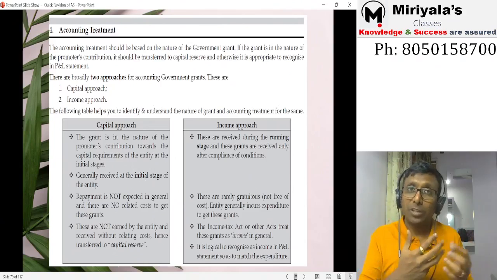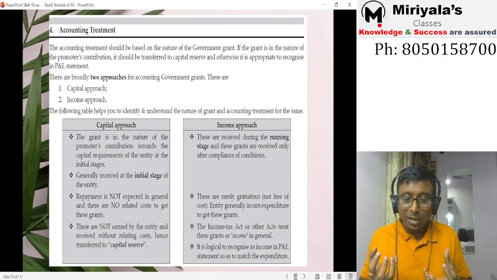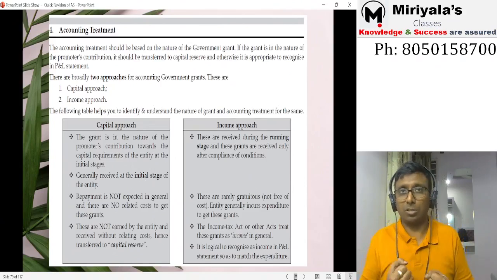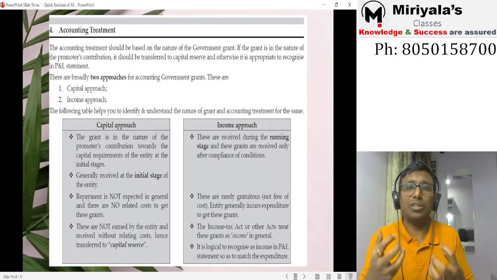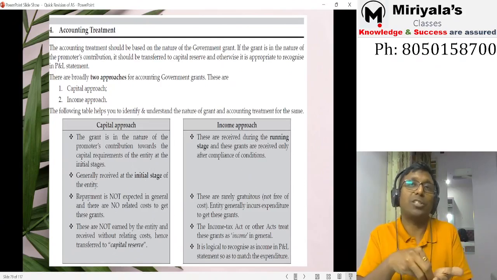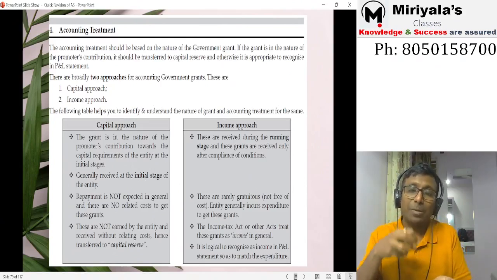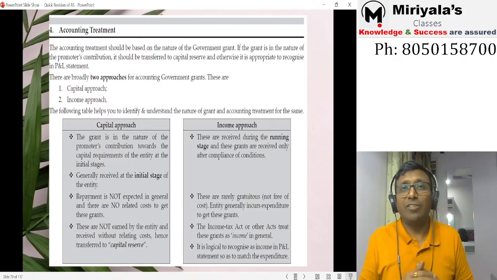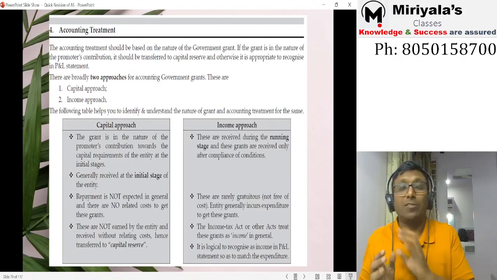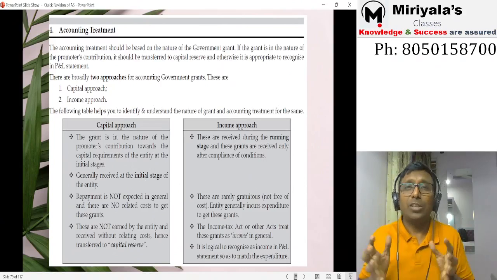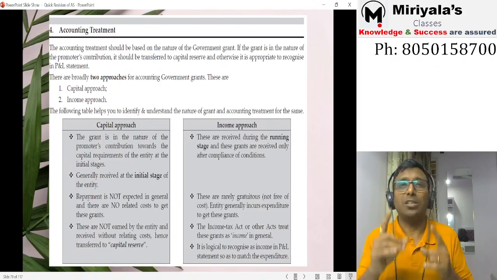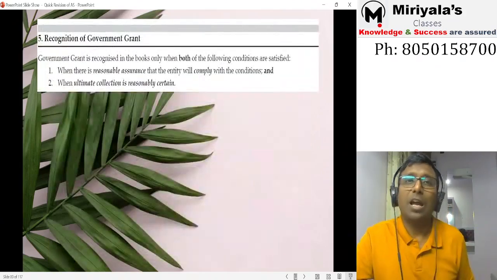Okay, sir, when do you go with the capital approach? When the government is behaving like a promoter. Promoter is the one who initiates the starting and the incorporation process. If the government behaves like a promoter, under that circumstance, you will follow the capital approach. Otherwise, sir, I have already started. Now if the government is giving a grant for my maintenance or for supporting in some other fashion, then only the income approach is going to be applied.